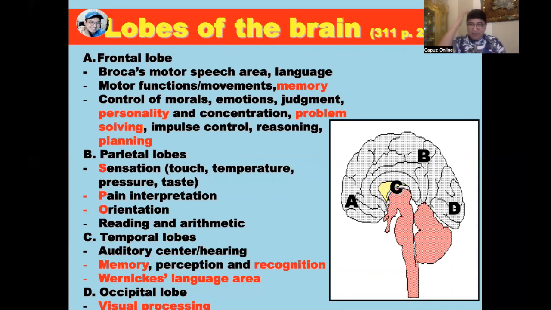And on the parietal lobe area, okay, remember SPOR. So sensation, pain interpretation, orientation, reading, and arithmetic. And then the temporal lobes, you have the auditory center, then memory, perception, and recognition, Wernicke's language area. So if the Wernicke's language area is affected, the patient will have receptive aphasia or difficulty in understanding spoken words.